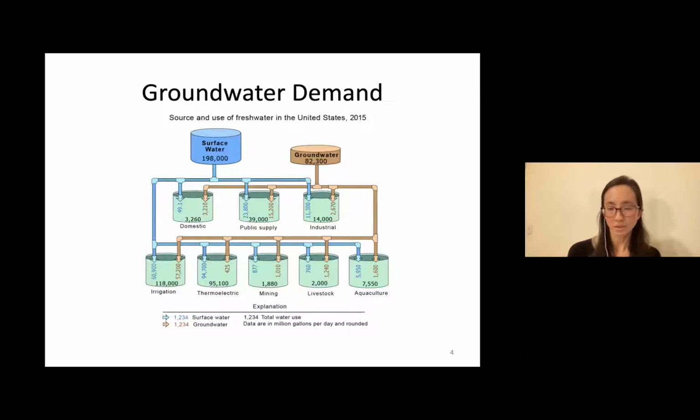And then the second largest use of groundwater is public supply. But public supply dependence on groundwater varies across the country. In states like Hawaii, Idaho, Florida, Mississippi, Iowa, and Nebraska, those states relied on groundwater for more than 75% of their public supply withdrawals, and that includes domestic and drinking water uses.